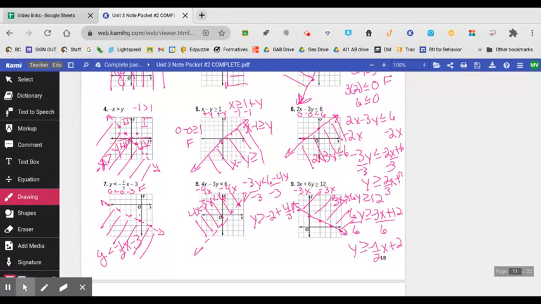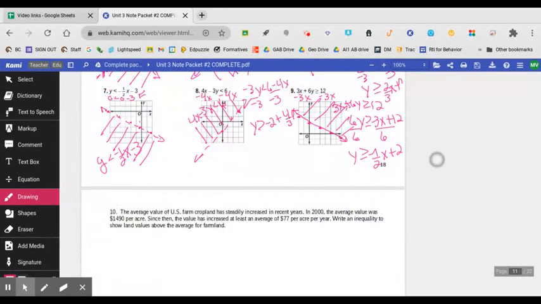Number 8 has a y-intercept of -2 and a slope of 4/3. It's a dotted line, and I shaded towards the origin. And number 9 has a y-intercept of 2 and a slope of -1/2. Solid line because it's equal to, and I shaded away from the origin. If you have any questions on any of these, let me know.